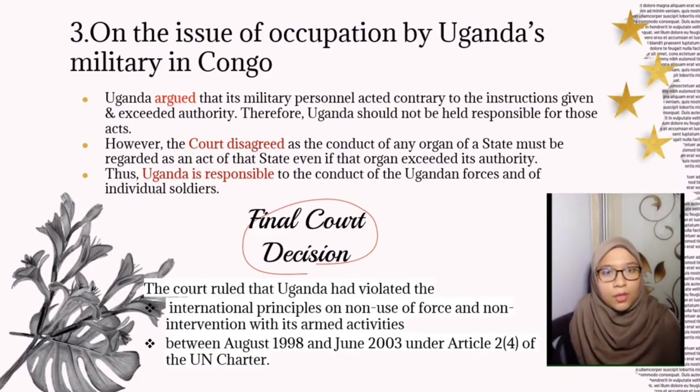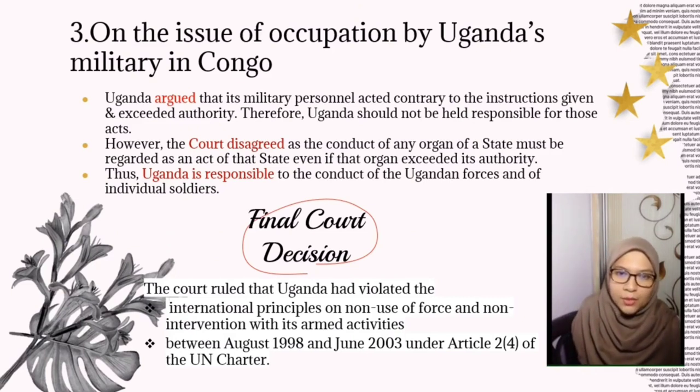Next is the issue of occupation by Uganda's military in Congo. Uganda argued that its military personnel acted contrary to the instructions given to them and also had exceeded their authority. Hence, Uganda could not be held responsible for those acts. However, the court disagreed, as the conduct of any organ of a state is to be regarded as an act of the state itself, even if the organ has exceeded its authority. Hence, Uganda is responsible for the acts of Uganda's military forces and its individual soldiers.